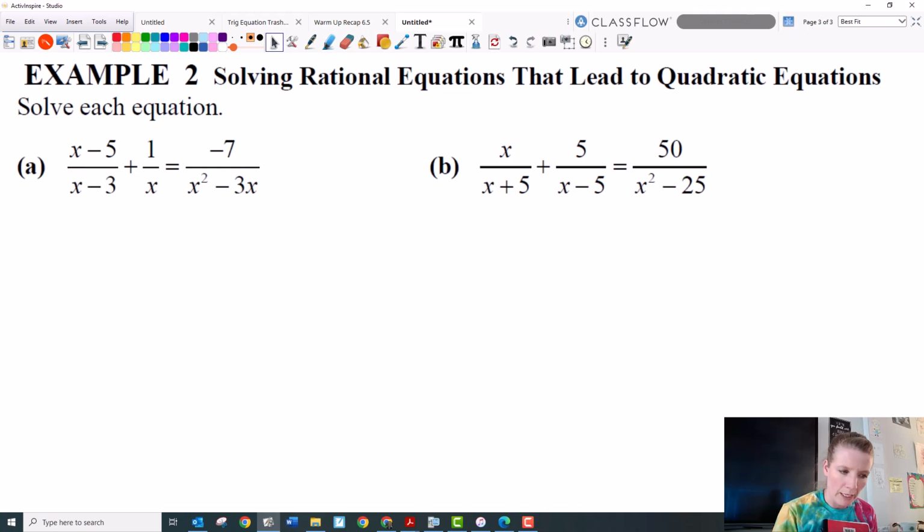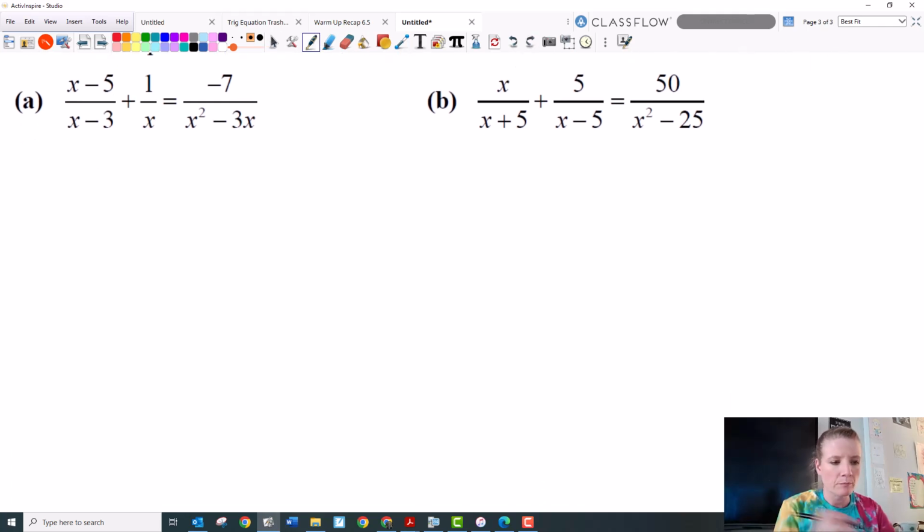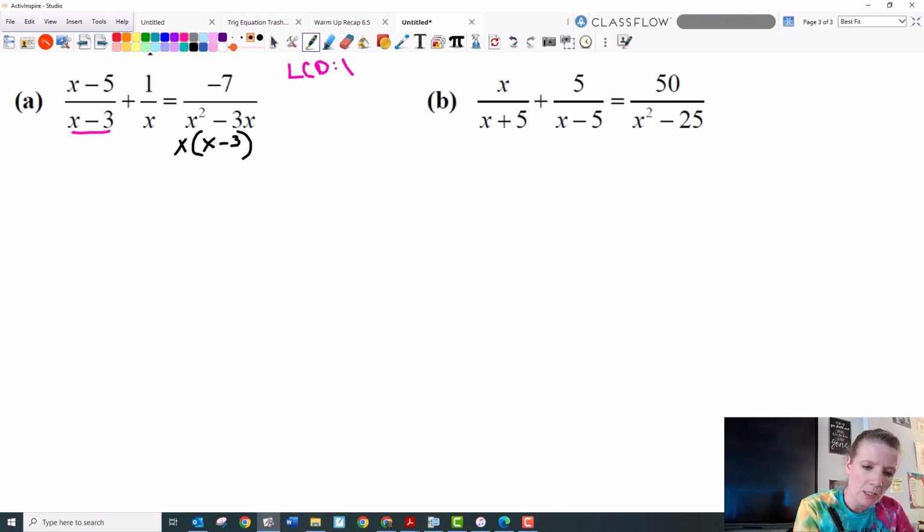So step 1 is to factor your bottoms, if you can. So this one, I have x and x minus 3. So if I look at my least common denominator, I've got to put an x minus 3. I have to put an x. And then I look at this one, and you know what? I have an x and an x minus 3. Well, I already have both an x and an x minus 3, so I do not have to put it again. So I'm going to multiply on the tops by x and x minus 3.